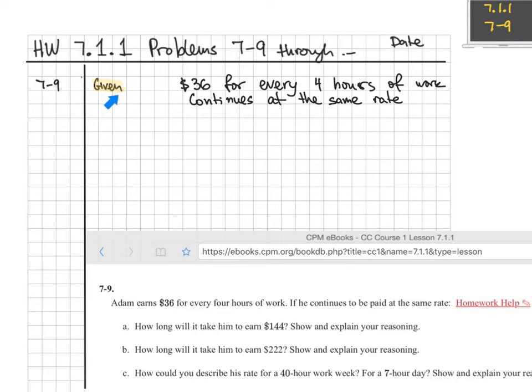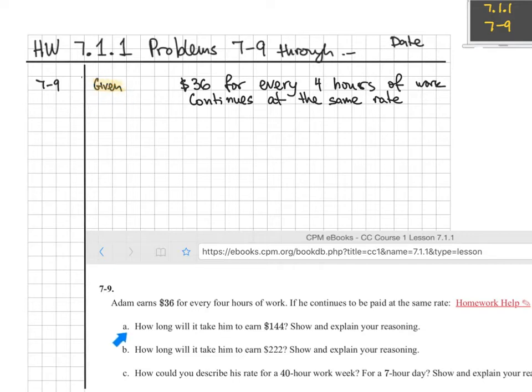I also wrote down the given information. So I did my second read and I wrote the important information. So $36 for every 4 hours of work is what I identified as the important information. And then the word rate, or if it continues to be paid at the same rate. So I wrote that in my notebook as the given information.